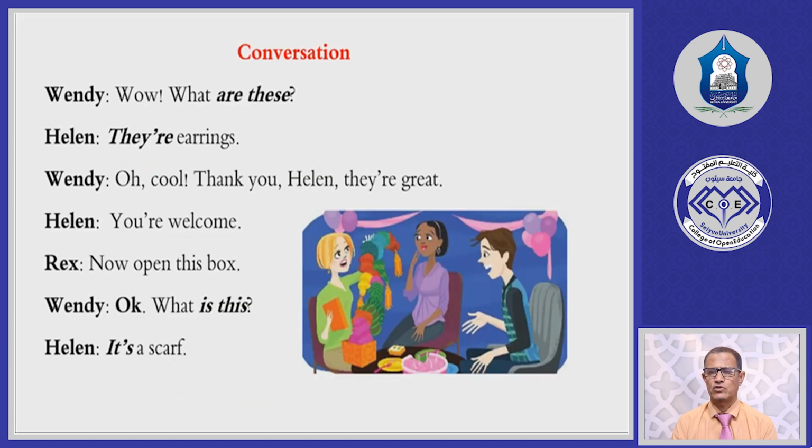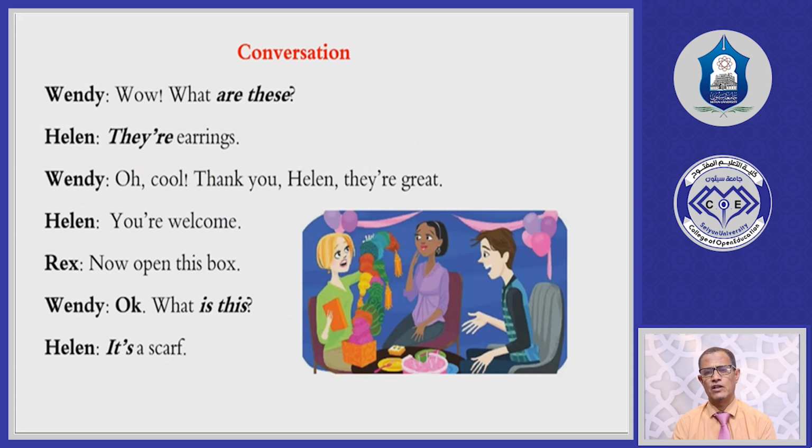Now look at this conversation. In this conversation we also have the use of the grammatical points that we have explained before. We have, for example, these and those, verbs to be, plural and singular, and so on. Just now we are going to practice using those grammatical points. Read this conversation, and you can find the use of those points that we have explained.